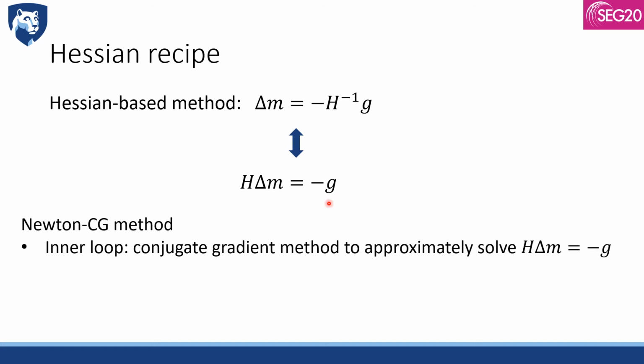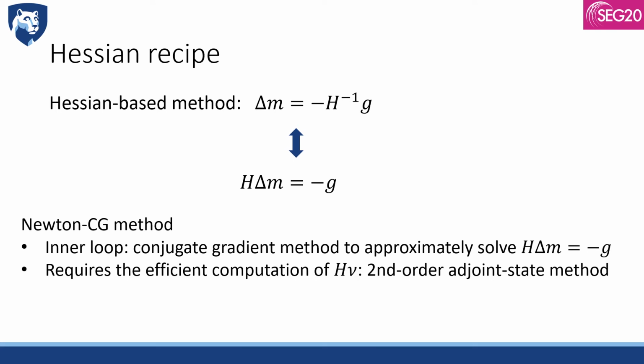In particular, we adopt a framework called the Newton CG, also known as the truncated Newton's method. At each iteration, we have an inner loop in which we use the conjugate gradient method, the CG, to approximately solve H delta m equals minus g. To make sure the computational load is reasonable, this method requires computing H nu in an efficient way for an arbitrary model space vector nu. In this study, we'll use the second-order adjoint state method, and now let's talk about that.